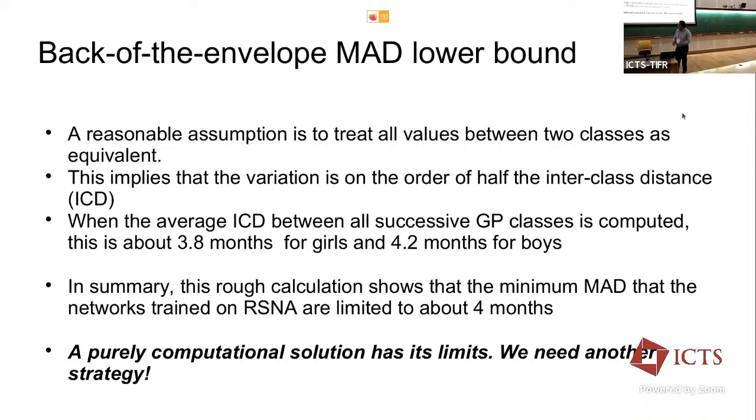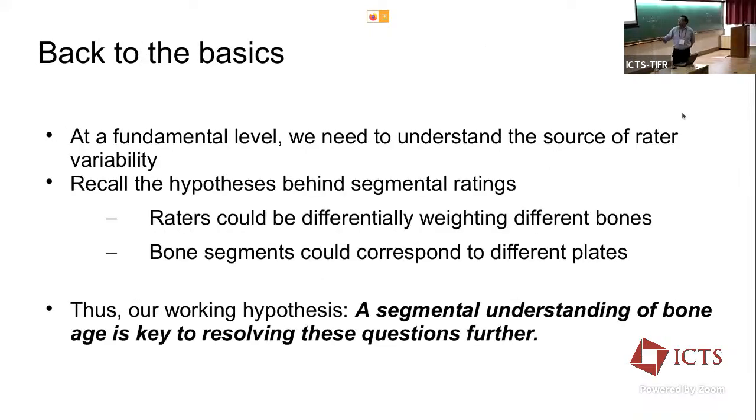Okay, so my strategy for looking at the hand rating is to look at segmental ratings, but I have this question of what shall I do with the segmental ratings? Even though I can get segmental ratings, I need to be able to put it all together. So a segmental understanding of bone age is key to resolving these questions further. How should we proceed?